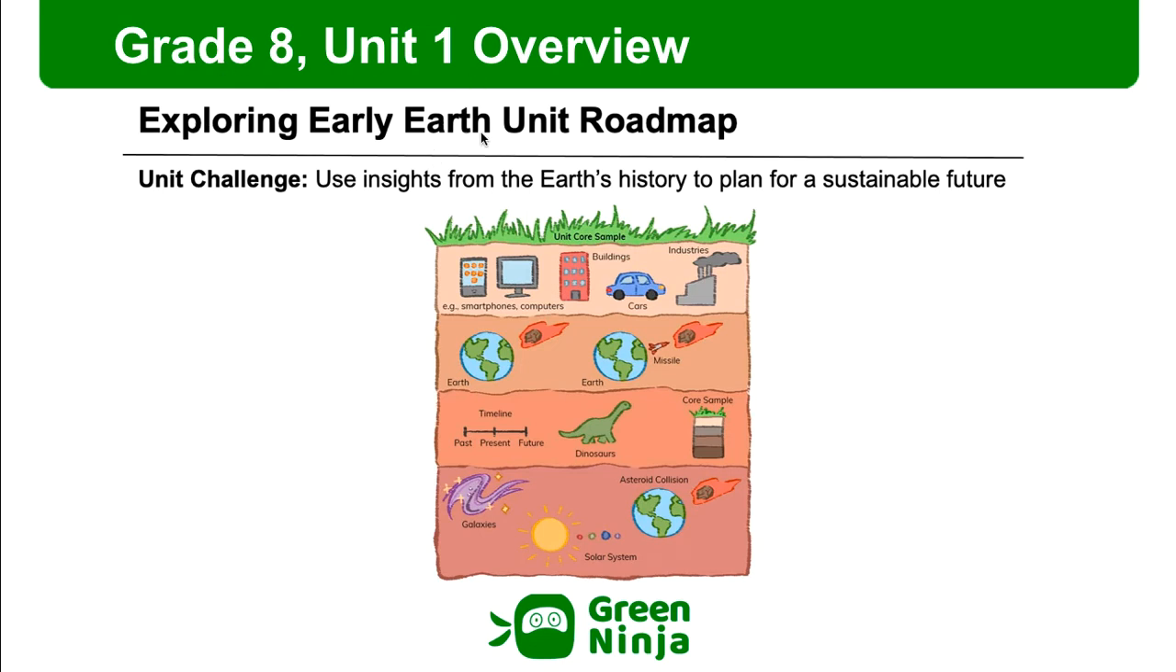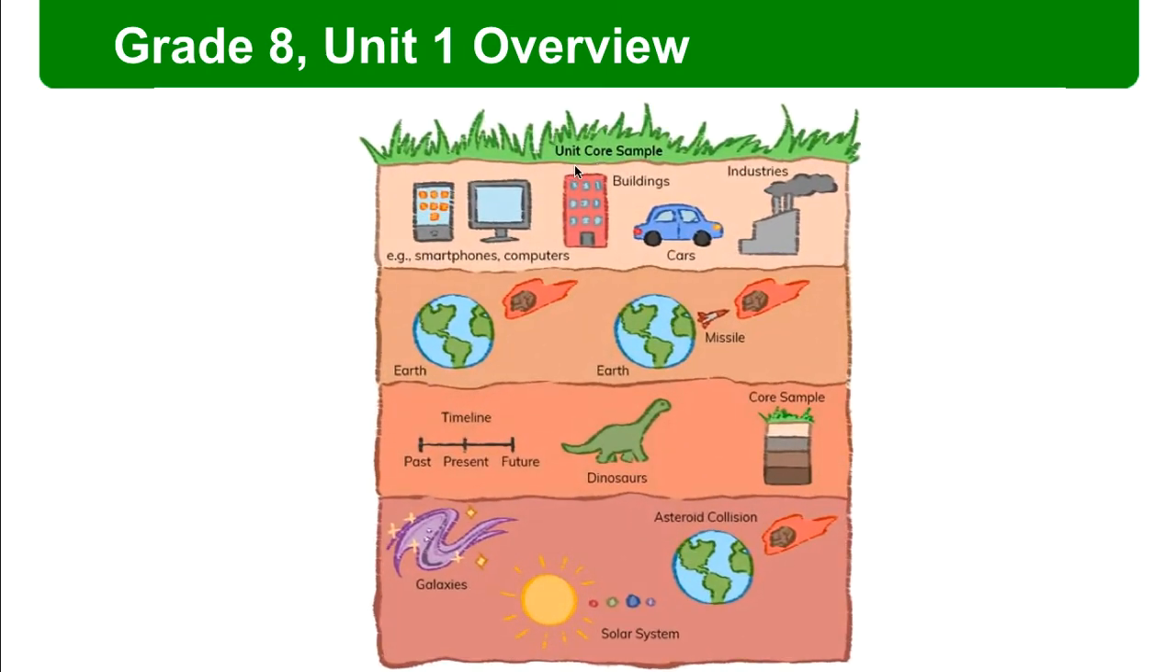Every unit in Green Ninja has a roadmap image like this one. We actually call this one our unit core sample. It shows us the entire sequence of learning at a glance.